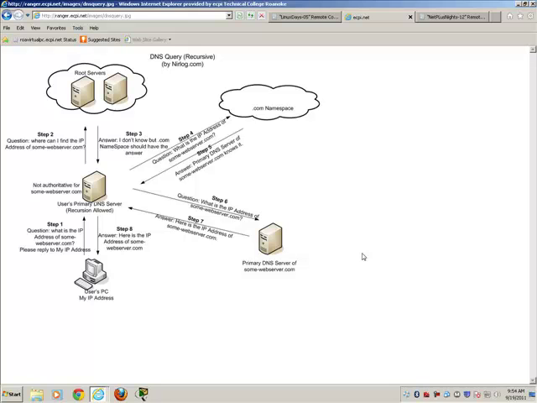So DNS is a service that takes a fully qualified domain name, www.yahoo.com, and returns an IP address so that we can actually get there. We can't get anywhere on the internet routing names. We have to route IP addresses.